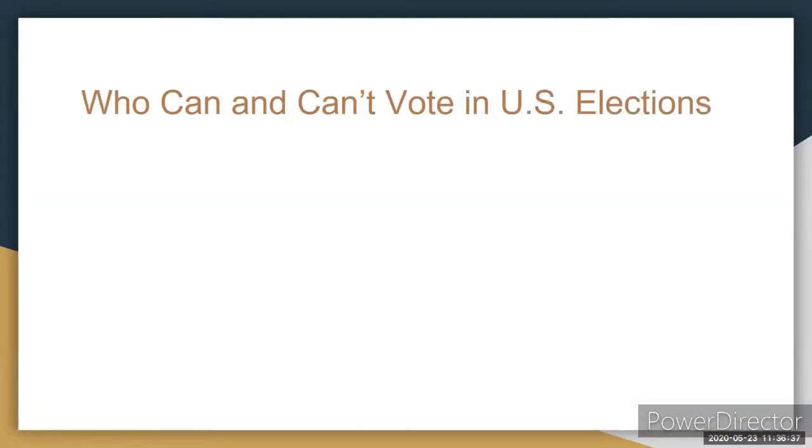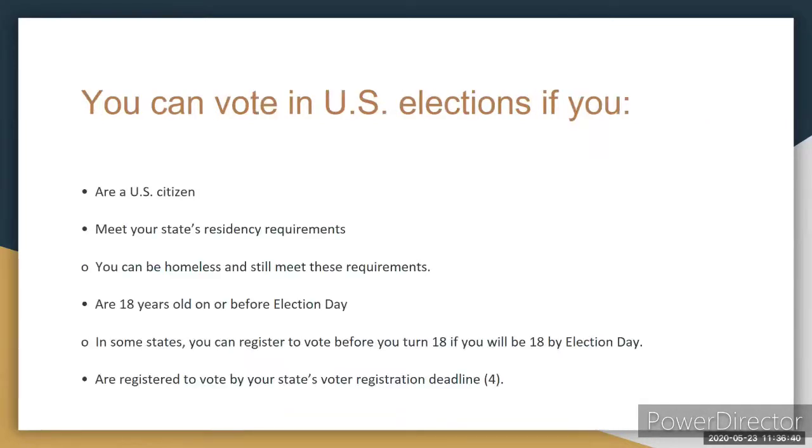Who can and can't vote in U.S. elections? You must be a U.S. citizen to vote in federal, state, or local elections. You can vote if you obviously are a citizen, meet your state's residency requirements. You can be homeless and still meet these requirements. You must be 18 years old on or before election day, and in some states, you can register to vote before you turn 18 if you'll be 18 by election day. And also if you're registered to vote by your voter registration deadline. Some states like North Dakota don't even have voter registration. You just go vote.